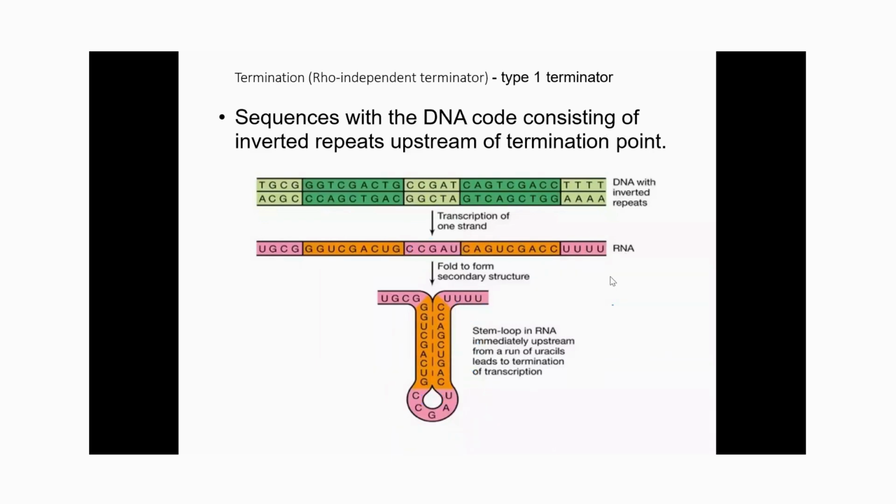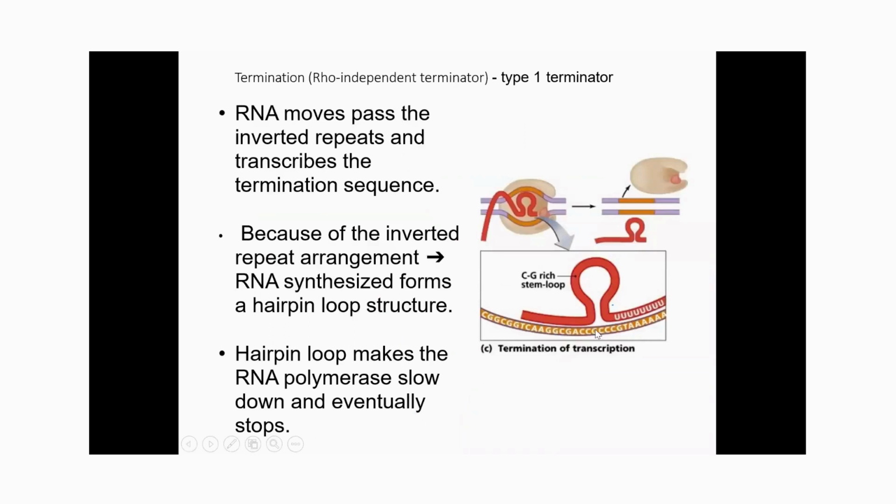If we see the next slide like this, as it forms the loop, the RNA polymerase enzyme is bound, and release of the RNA polymerase from the double-stranded DNA takes place. So in this way the termination takes place.